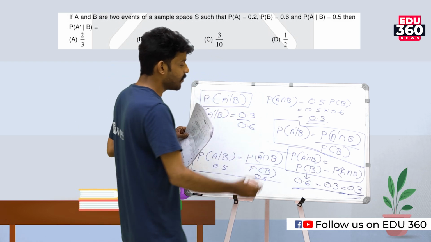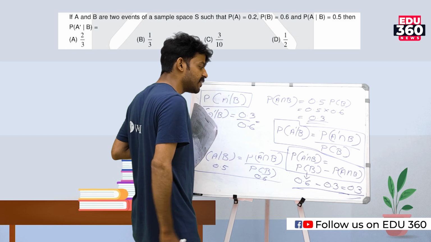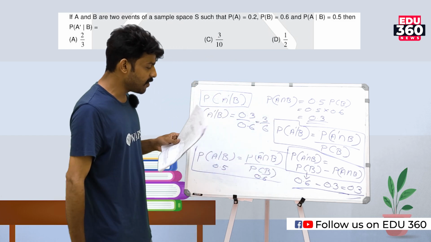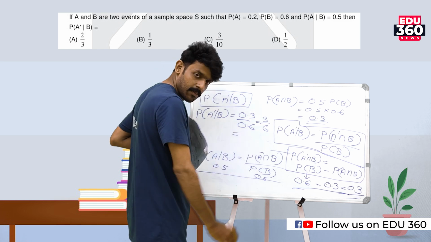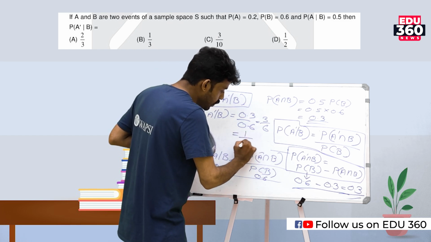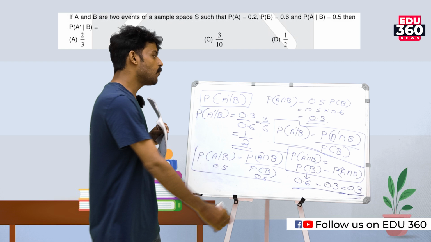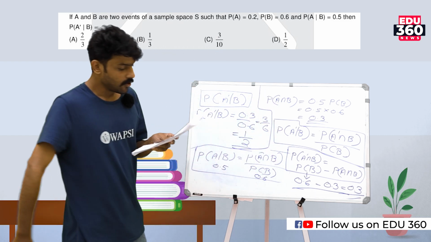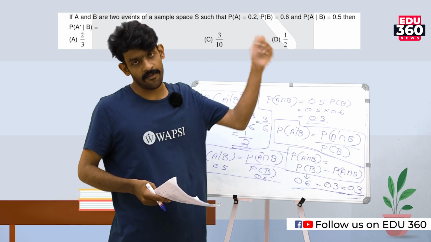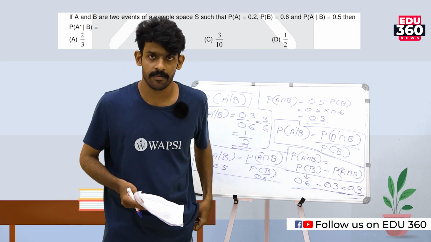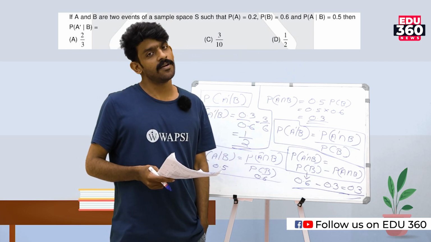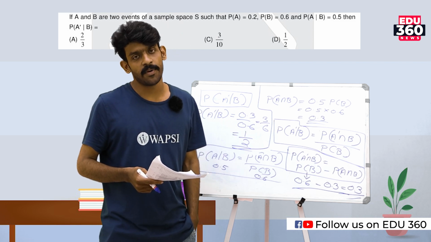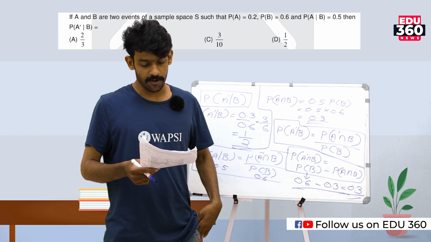In the next step, we can cancel the decimal point. So it will become 3 by 6. On simplifying 3 by 6, we will get 1 by 2 as the answer. So here 1 by 2 is the final answer. From the given options, option D is the correct answer. So for the third question, option D is the correct answer. P of A dash bar B is equal to 1 by 2.